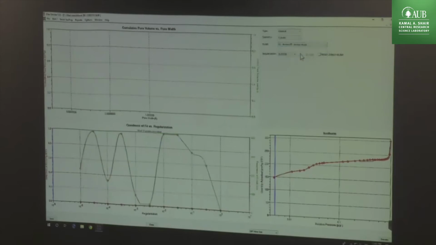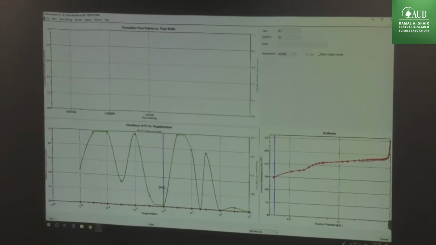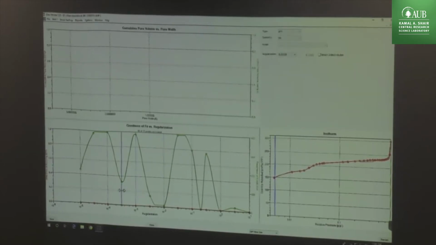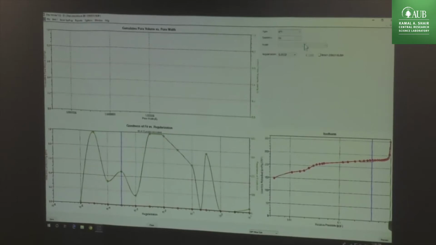Is the model not applying here? Where is the model? It does not say any pore widths. I don't know why. The model disappeared from here.